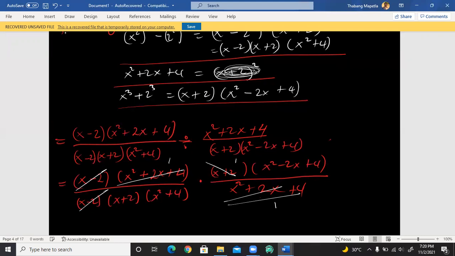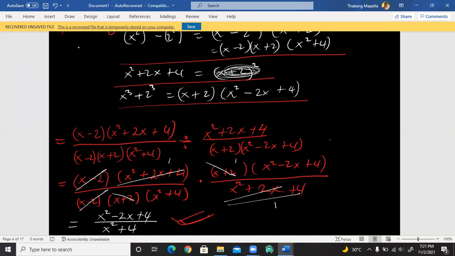This here, 1. This here, 1. Then you remain with this and that. Therefore, your answer is x squared minus 2x plus 4, everything over x squared plus 4, because it cannot be simplified. That will be your answer. Okay, please don't let this confuse you. This is one in here. Yes, we're good now. That will be your answer. Then you get your answer.